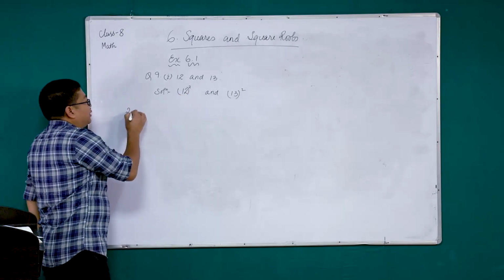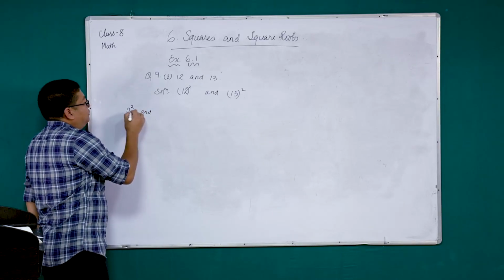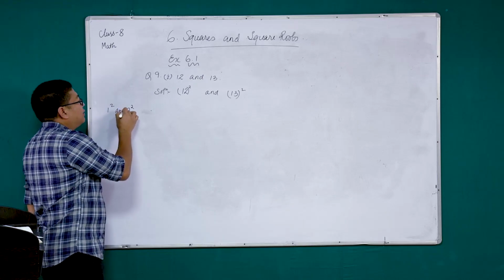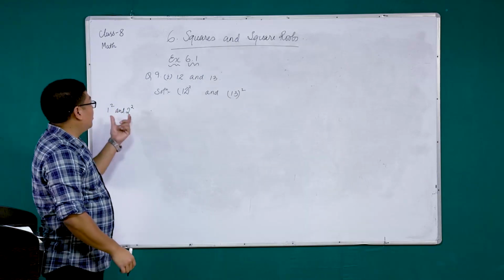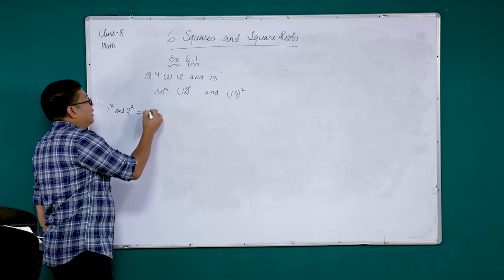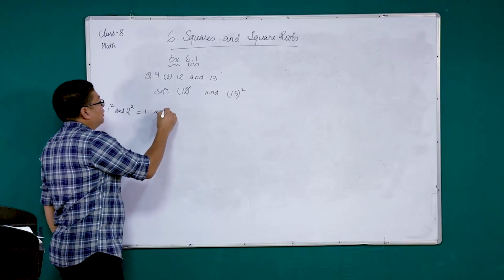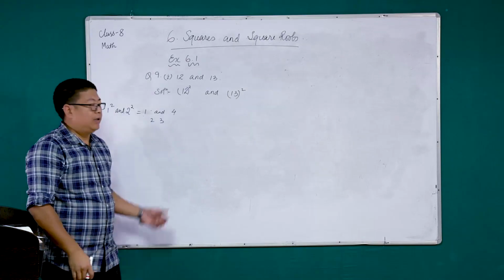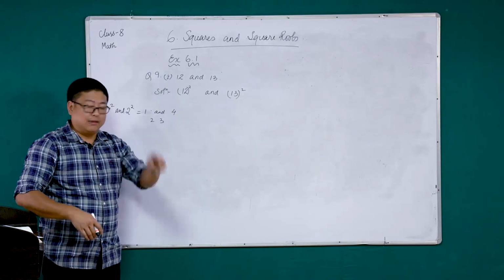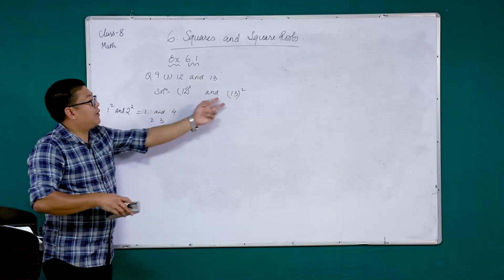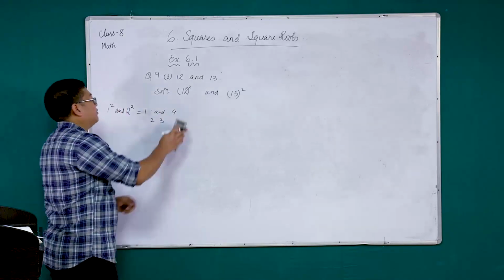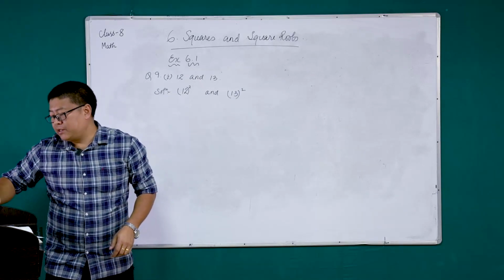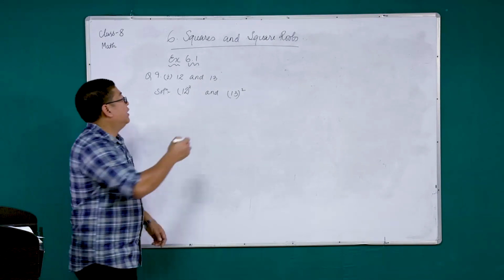Let's make it simple. 1 square and 2 square. Between 1 square and 2 square, let's see. 1 square is 1 and 2 square is 4. So between 1 and 4 we have 2, 3. So 2 numbers, right? Similarly, they want us to find how many numbers lie between the squares of these two. So for this, we have a formula.